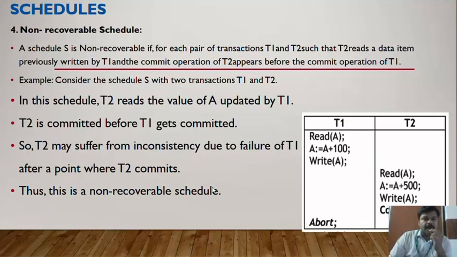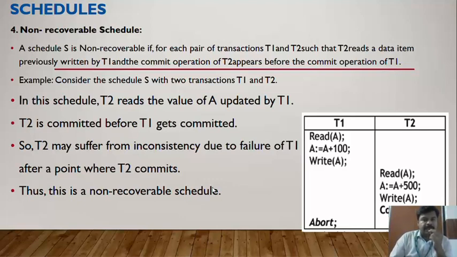Next one is a non-recoverable schedule. That is, S is considered a non-recoverable schedule if, for a pair of transactions T1 and T2 such that T2 reads the data item previously written by T1, the commit operation of T2 appears before the commit operation of T1. You can see the diagram. Read of A, A equal to A plus 500, write of A. Then it is not committed at T1.